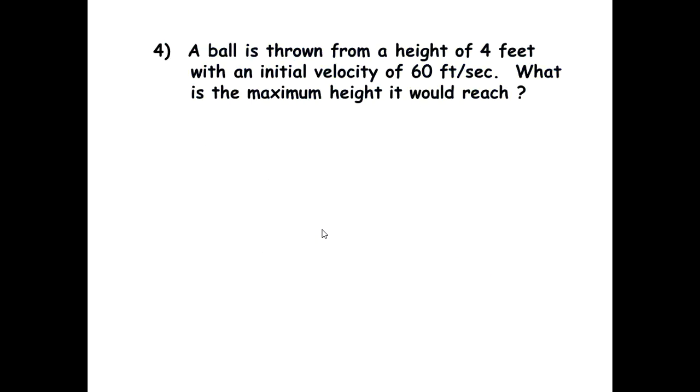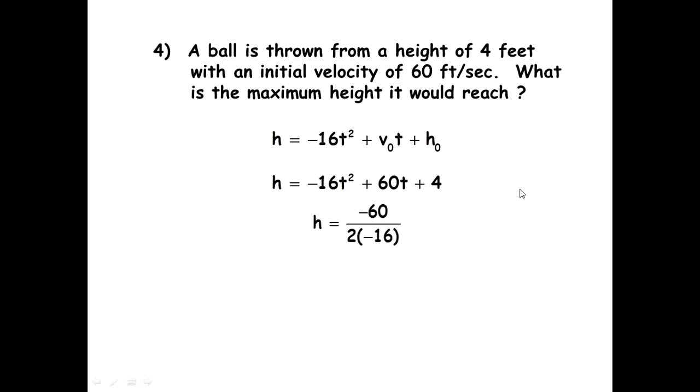Let's take a look now at one of the thrown or dropped equations. A ball is thrown from a height of 4 feet with an initial velocity of 60 feet per second. What is the maximum height it would reach? Well, we know that the thrown equation is this right here. Let's plug in what we know. It's thrown from a height of 4 feet, so that'll be our initial height, with an initial velocity of 60 feet per second, so that'll be our V0. The units are correct. They're in feet and feet per second. So I substitute these in.